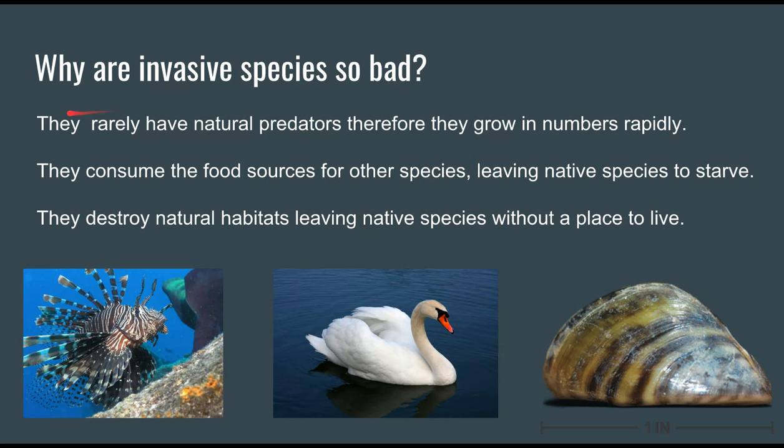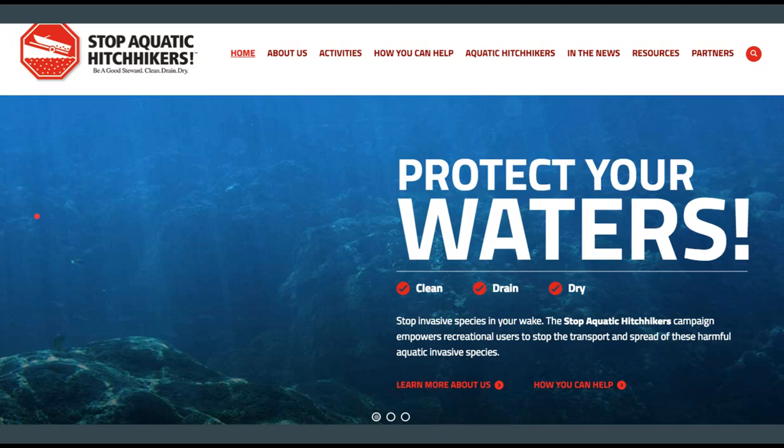So why are invasive species so bad? They have no natural predators, so they grow like crazy. They eat everybody else's food and they destroy everybody's habitats. So no one has a place to live. Not very nice, but it's not their fault.